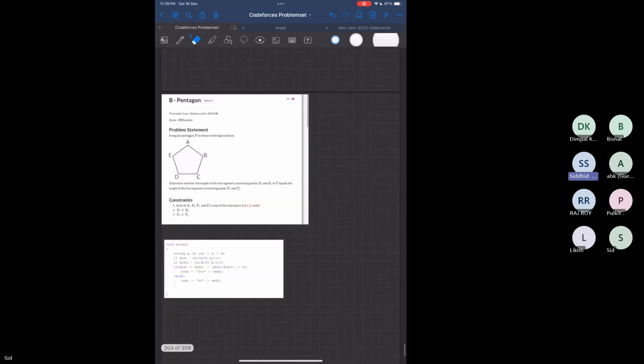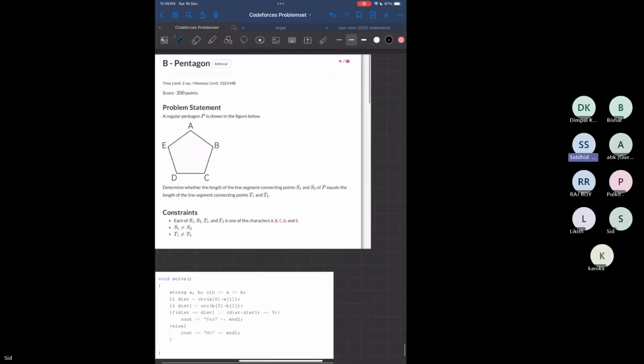Moving on to question number B, we are given a pentagon, and the vertices are numbered as A, B, C, D, E. Determine whether the length of the line segment connecting S1 and S2 of P equals the length of the line segment connecting T1 and T2. So we are given a total of 4 points: S1, S2, T1 and T2. We need to join S1 to S2 and T1 to T2, and say whether the lengths of these line segments are equal or not.